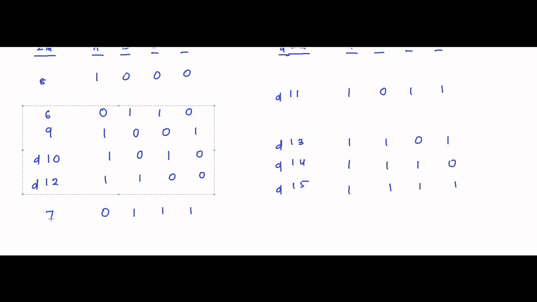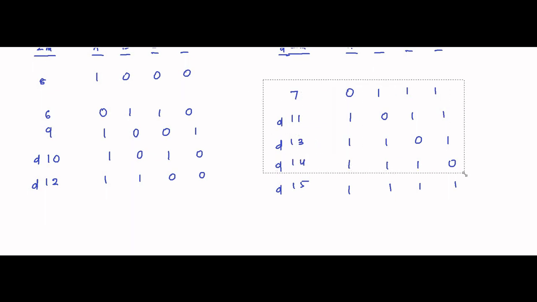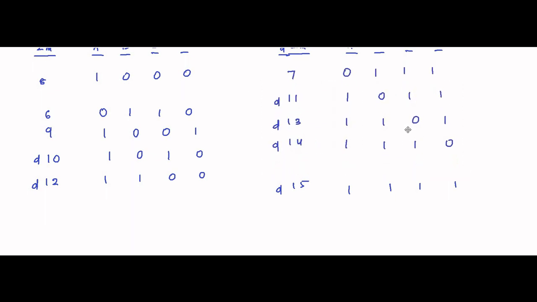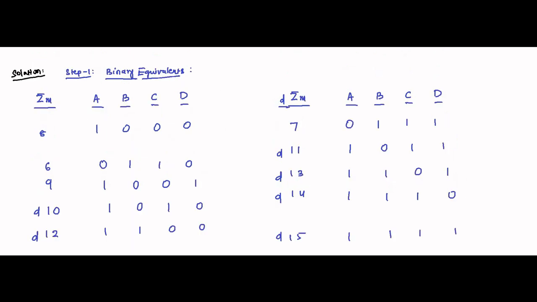Then 3 1 bits. We have 7, which consists of 3 1 bits, 11, 13 and 14. So let us group them together. They are 3 1 bits, okay? They will be put in one group. And then we have D15, which consists of 4 1 bits. It will be in one group. Okay, so these are the 4 groups that we have.